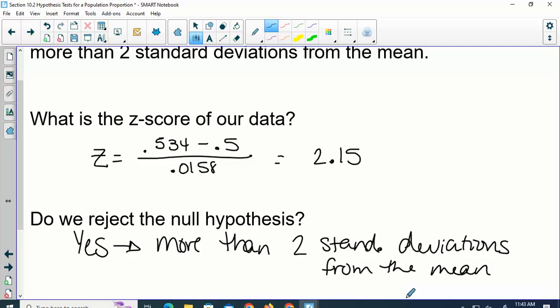So the classical approach just strictly looks at the number of standard deviations and it doesn't actually find a probability, which is fine. But a lot of times if we want to be more precise, if I want to know exactly how likely it is, the probability is helpful. So that's why I really like the p-value approach. So that's the next one I want to look at.